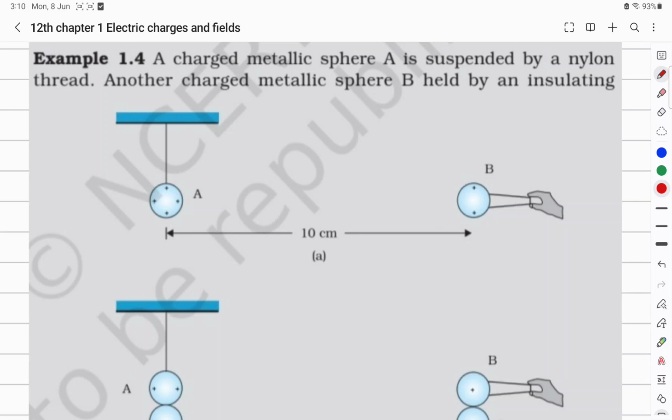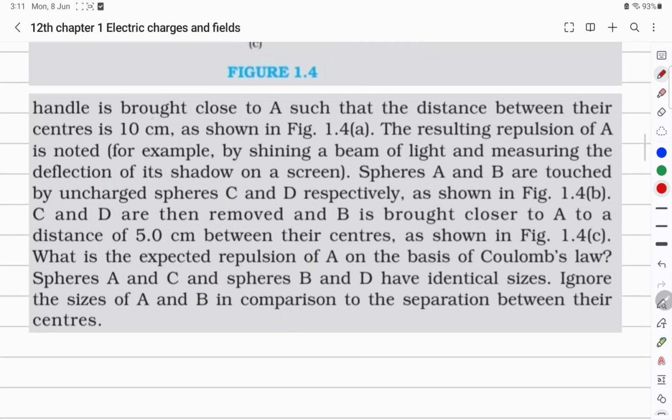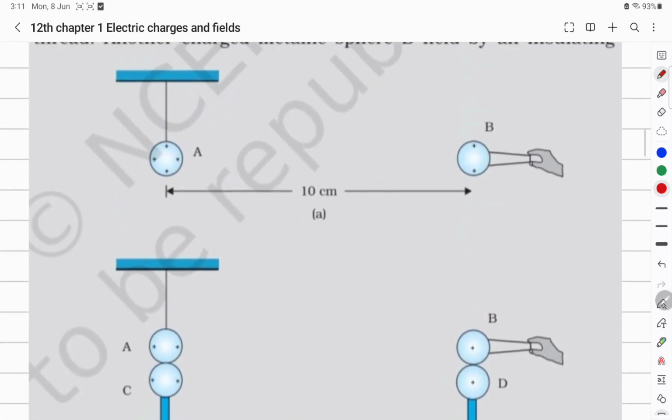Today we are going to see Physics 12th, Chapter 1, Example 1.4. In Example 1.4, they are given a charged metallic sphere A suspended by a nylon thread, and another charged metallic sphere B held by an insulating handle is brought close to A such that the distance between their centers is 10 centimeter, as shown in figure 1.4a, like this.